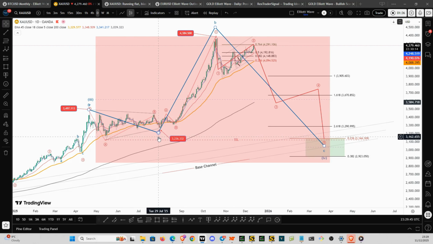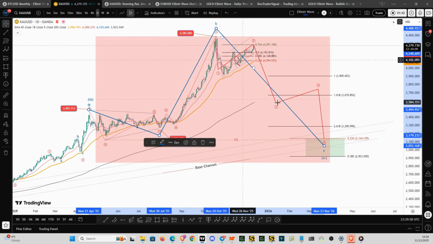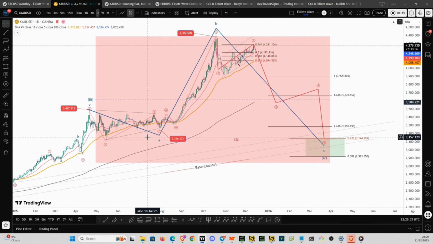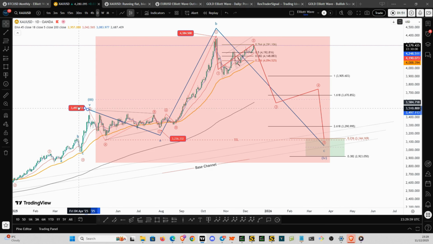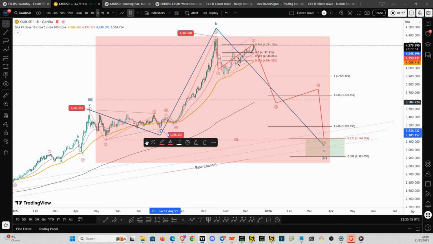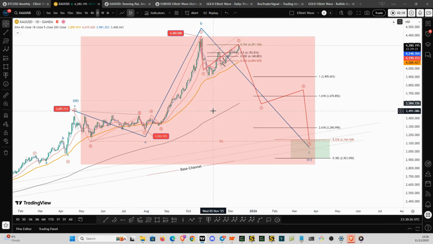Expanding flat is a three-wave corrective pattern, A, B, and C, where each leg tends to stretch beyond the prior one. Wave A runs from 3,497.113 down to 3,272.716. That's our first corrective leg. Wave B then drives from 3,272.716 up to 4,384.500, breaking above the start of Wave A. That extension above the prior high is what characterizes the expanding nature of this flat.